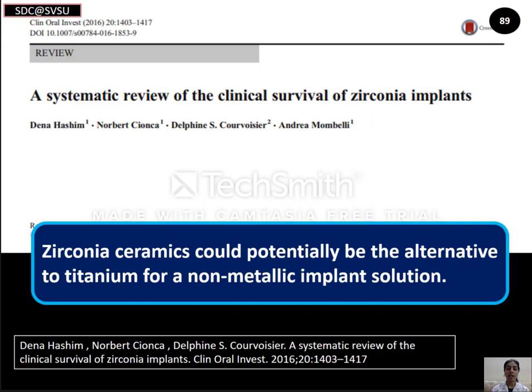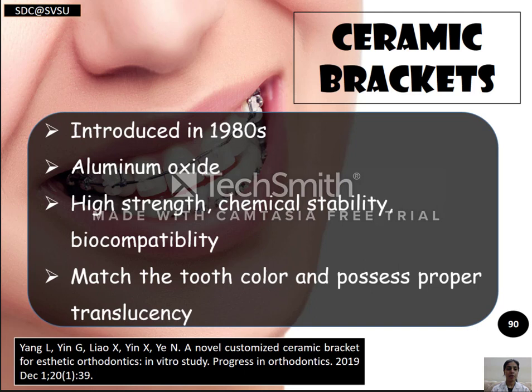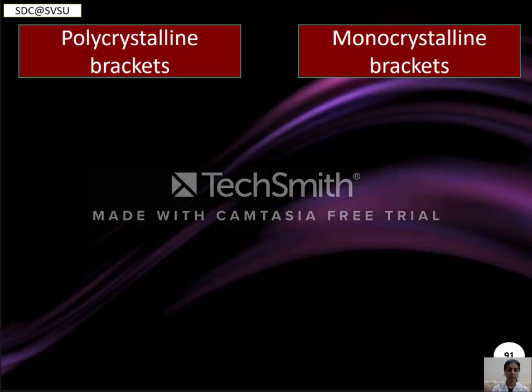Coming on to ceramic brackets, these were introduced in 1980s. They are basically formed of aluminum oxide. They have high strength, chemical stability and biocompatibility. They match the tooth color and possess proper translucency. There are two types of all ceramic brackets, polycrystalline brackets and monocrystalline brackets.